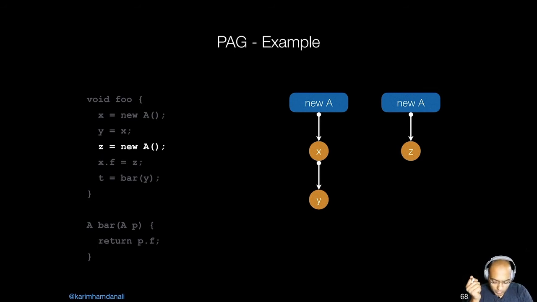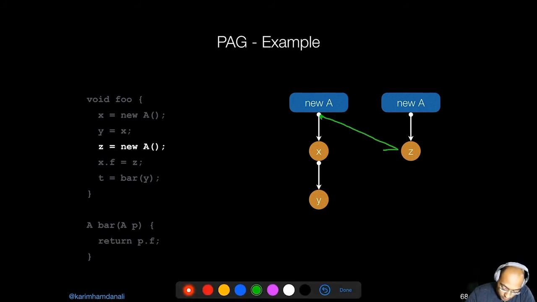By the way, is there any other way I can handle this statement? If you notice, I created a new node for new A, another new A, and I connected that to z. Do you think there could have been another way I can do this? More specifically, could I have just done that instead? And why or why not? Yeah, okay, so Robert is saying I could have connected the existing new A to z. So why didn't I do that?